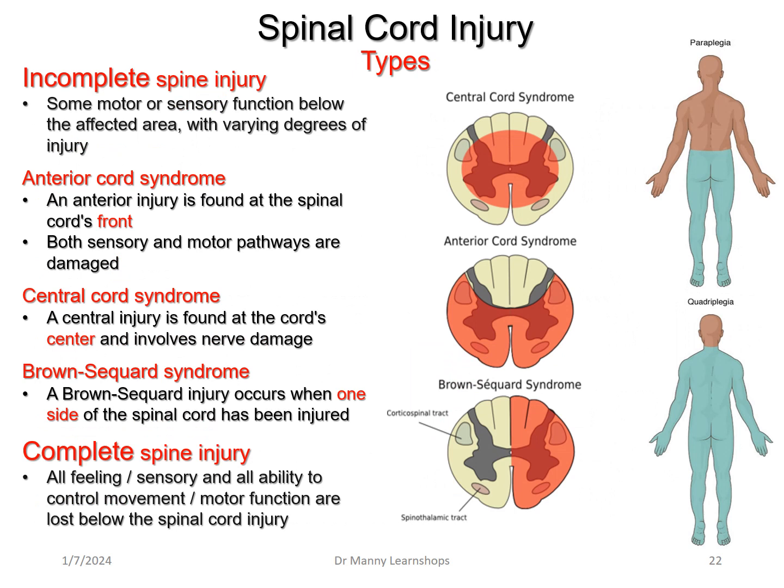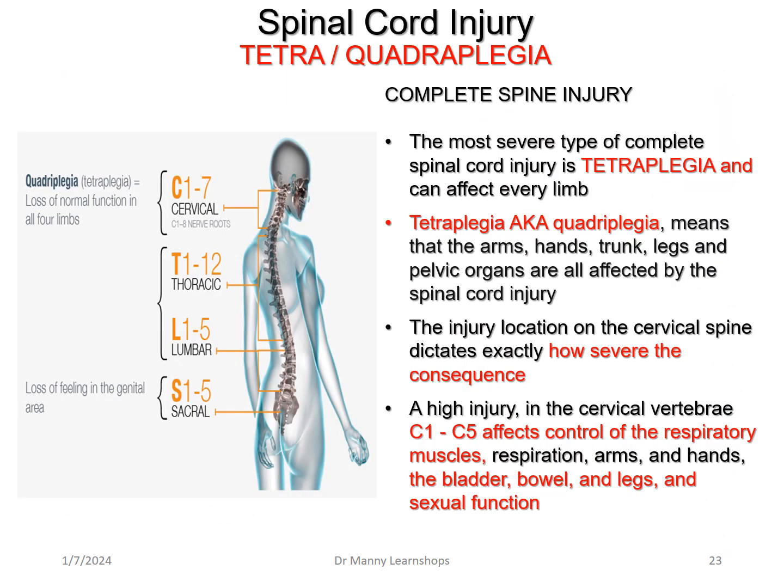What are some of the types of spinal cord injury? Well, you've got incomplete and you've got complete. The incomplete may affect some motor and sensory functions below the affected area, but it varies. You've got three main types, which are called anterior cord syndrome, central cord syndrome, and Brown-Séquard syndrome. Then you have complete spinal injury, where all feeling, sensation, and movement control are lost. These can be incomplete or complete, but I'm just going to go through the complete.